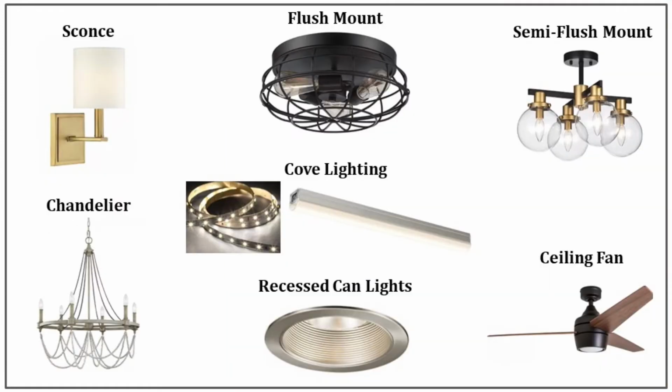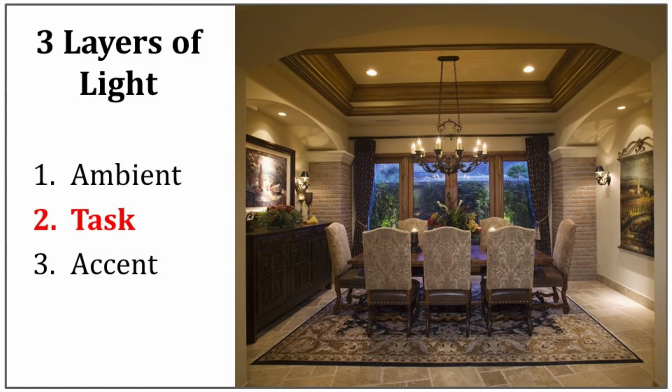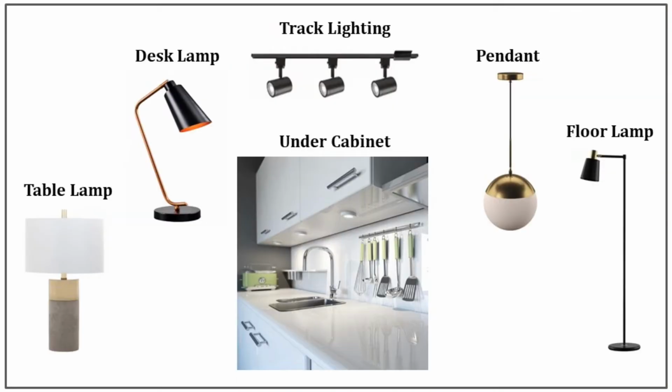Forms of ambient lighting include chandeliers, flush mount lights, semi-flush mount lights, recessed can lights, wall sconces, cove lighting, or a light kit from a ceiling fan. Next, you want to ensure that you have dedicated task lighting for each activity that will be taking place in your room, such as reading, writing, working, food preparation, eating, hobbies, or playing a musical instrument. Examples of common task lighting fixtures include table lamps, floor lamps, desk lamps, track lighting, pendants, and under cabinet lighting.